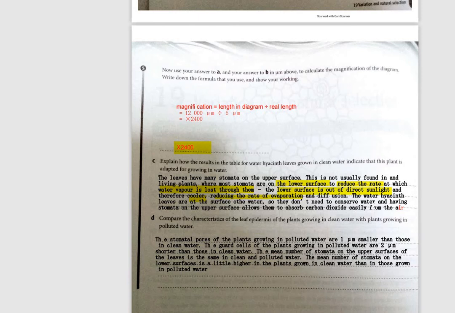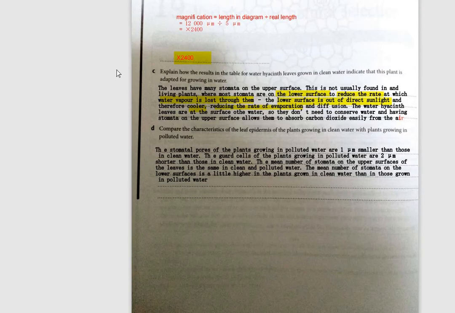So this is like the whole explanation. The water hyacinth leaves are at the surface of the water. So since they're at the surface, they don't have to conserve water, so that's why there's no need of having a lot of guard cells in the lower epidermis, and it allows the stomata to absorb carbon dioxide easily from the air, right? So let's move on to part D.